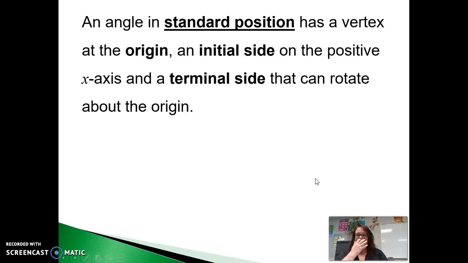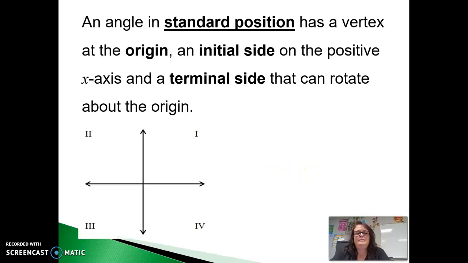So an angle in standard position has a vertex at the origin, an initial side on the positive x-axis, and a terminal side that can rotate about the origin. So what this looks like is I have my vertex here at the origin. My initial side, which is this purple ray, is going to lay on that positive x-axis.